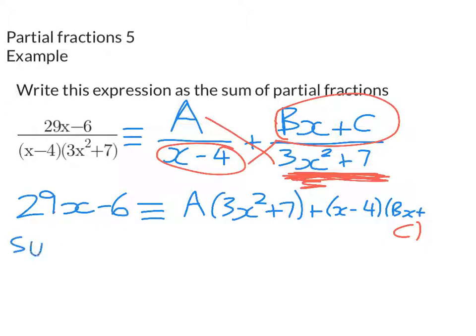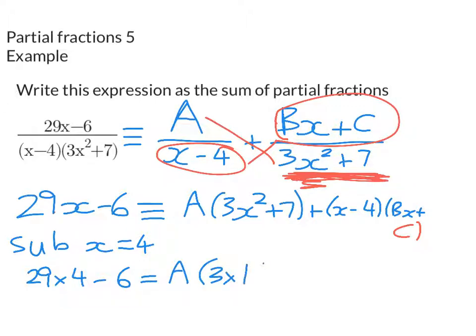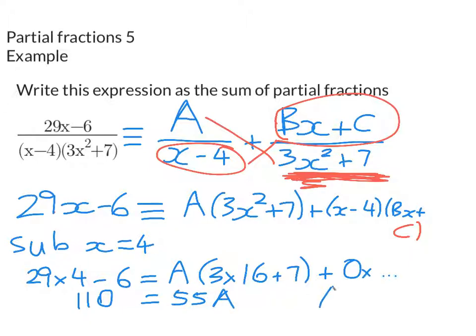So we're going to sub in x equals 4. Here we get 29 times 4 minus 6 is equal to a times 3 times 4 squared, 16, plus 7, plus 0 times the other bracket. That gives me 110 is equal to 55a. So we can see that a equals 2. There we go. Okay, that's the first bit done.